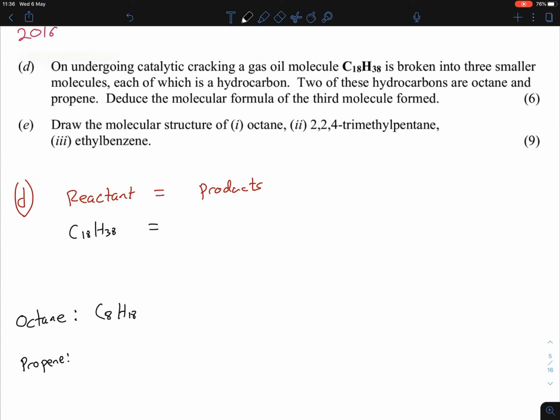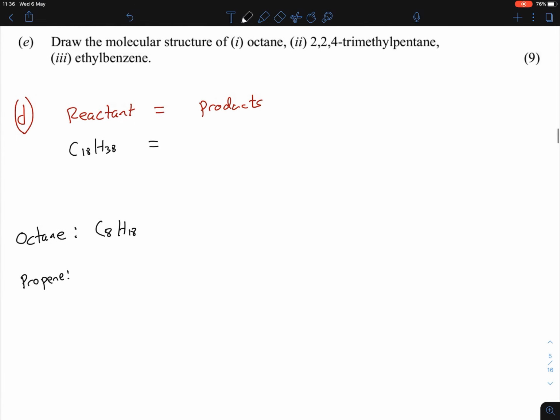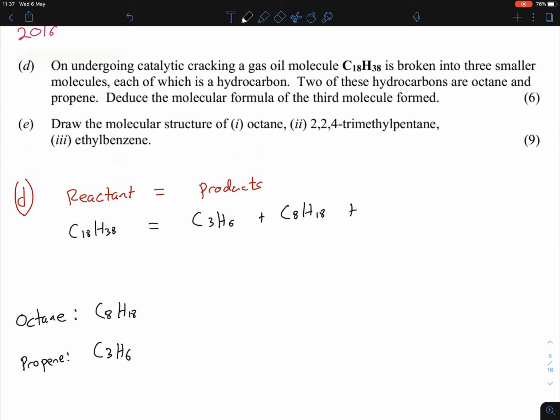Okay, C8H18 and propene, so there's 3 carbons in propene I should say, so that means C3, and for all the alkenes, you just need to multiply the number of carbons by 2 to get the hydrogens, so therefore it's going to be 6. Okay, so our products are going to be C3H6 plus C8H18 plus, and this is what we're trying to figure out now, X.